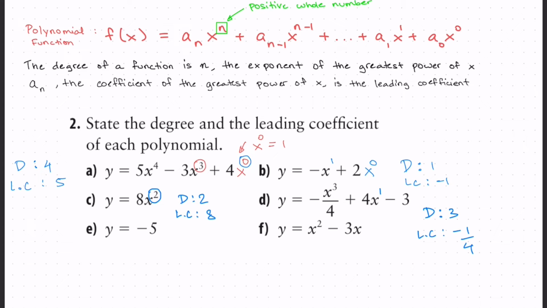So looking at part E, y equals negative 5. With this, you can think of this 5 being multiplied by x raised to the power of 0, which means the degree of this polynomial will be 0, and the leading coefficient will be negative 5.